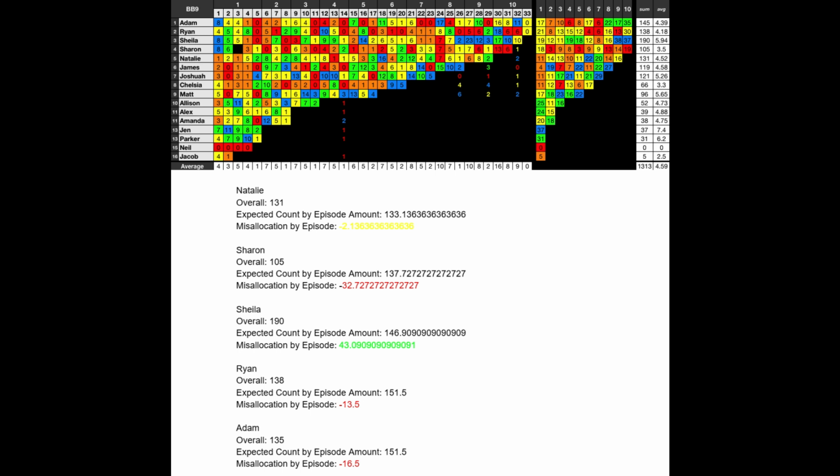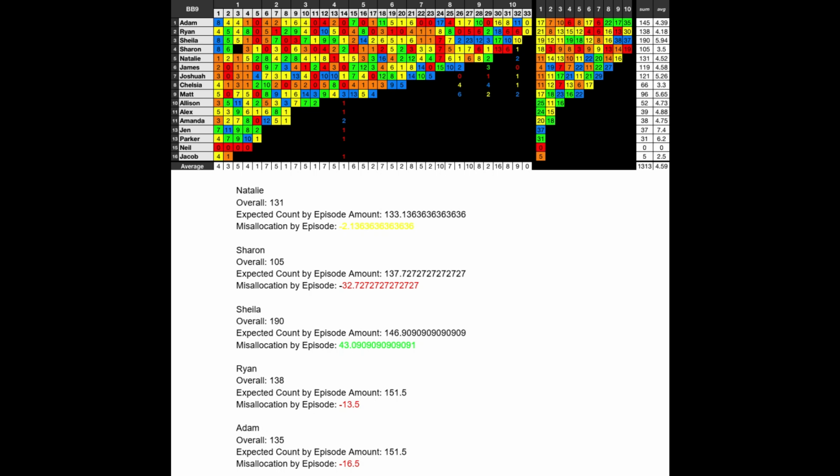Sheila has 190 diary rooms. Her expected count by episode amount is 146.9, and she has an additional 43 diary rooms due to the misallocation, meaning that she has a huge bloated edit. Ryan has 138 diary rooms. His expected count by episode amount is 151, causing him to be in the negative 13.5. So he is a bit under edited in this regard, but not too much.